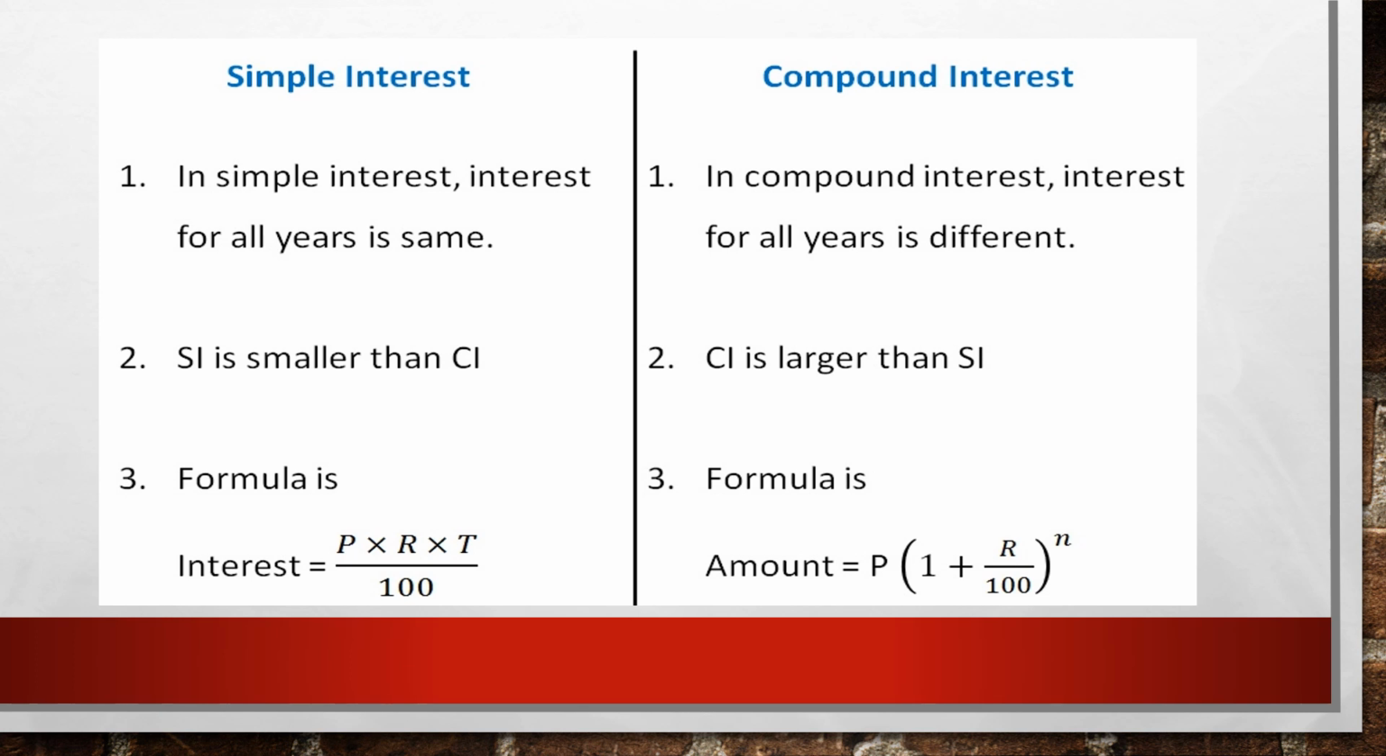The formula to calculate simple interest is P into R into T by 100. The formula to calculate compound interest is P into (1 plus R by 100) power n.